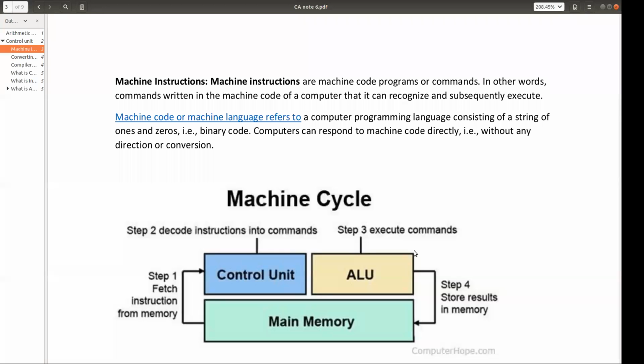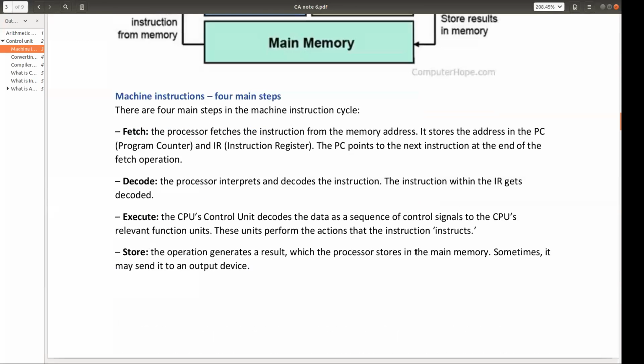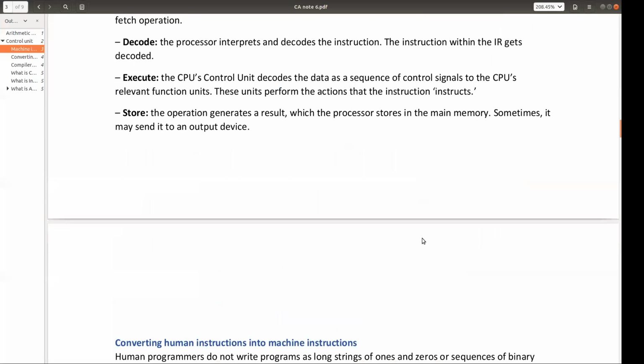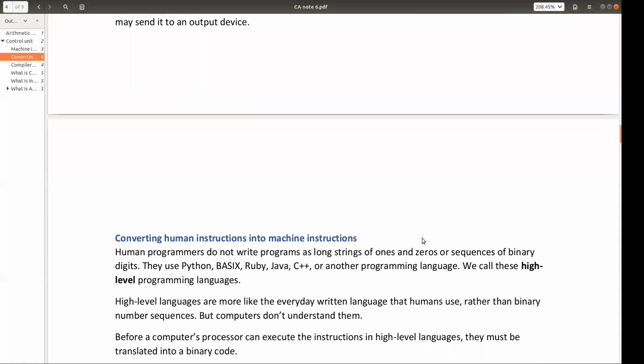Anybody else, if you have any question? Okay. So I hope you have understood this. Next we will see some more things, like machine instruction.